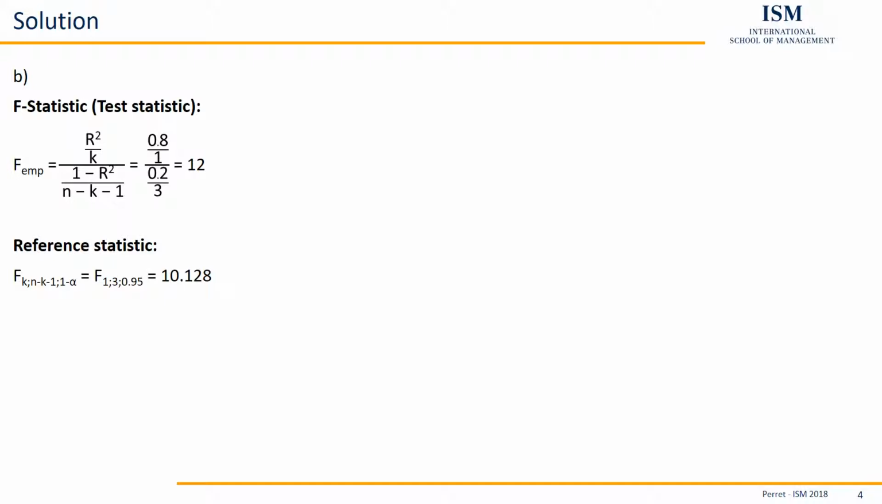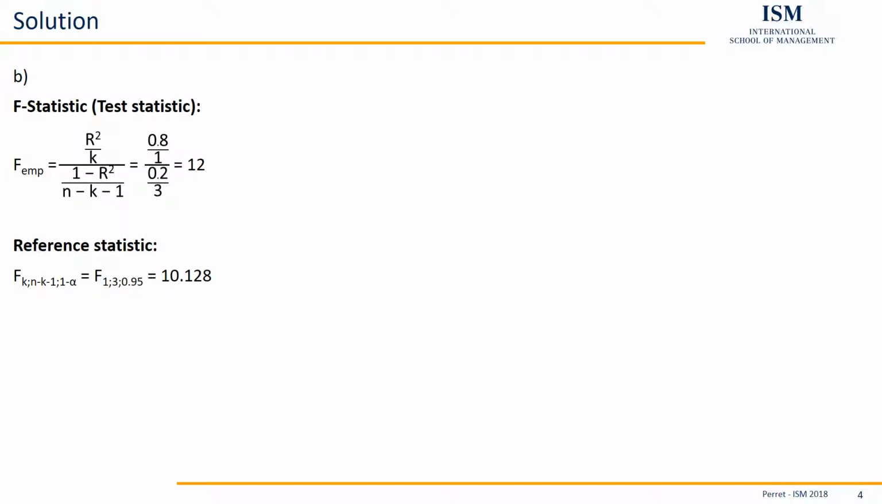And then we have 1 minus alpha, the alpha being the error term here. And the error, we said for an acceptable error of 5%, so alpha is here 5%, so 1 minus alpha is 0.95. If we then turn to the corresponding table for the F distribution, at the point F 1, 3, 0.95, we find a value of 10.128.